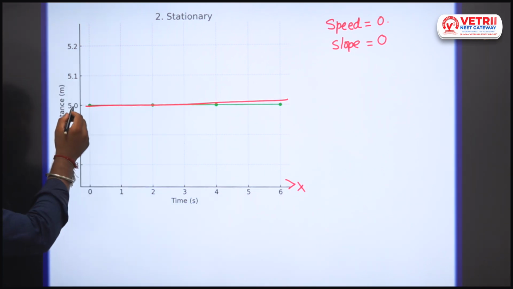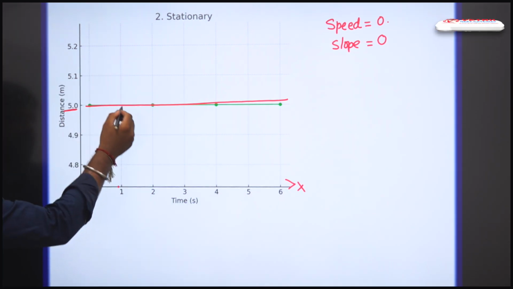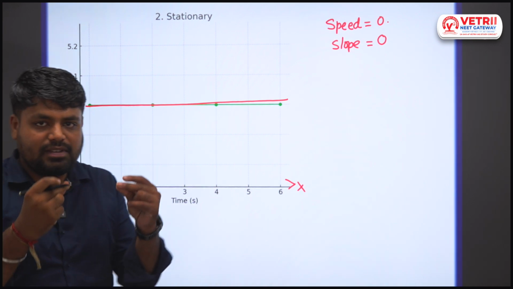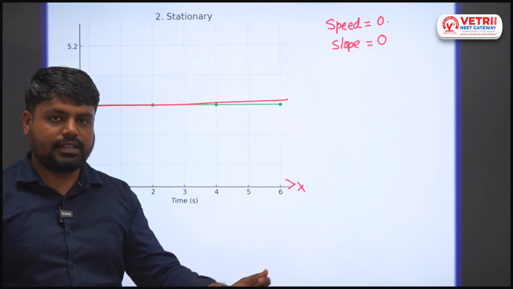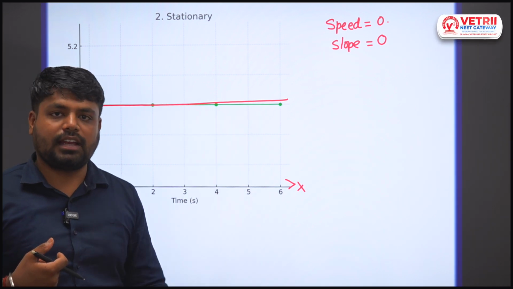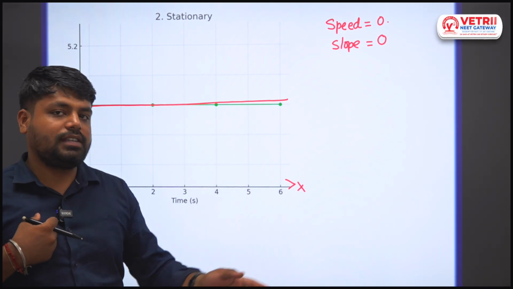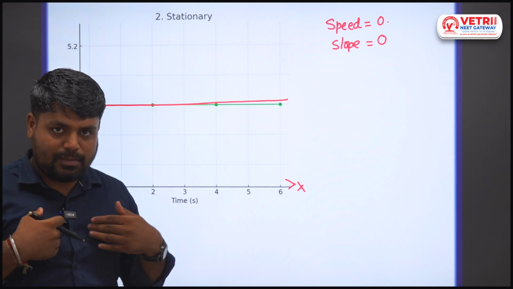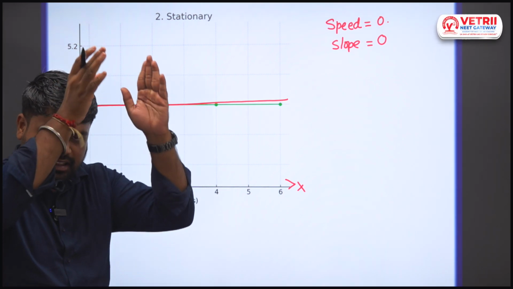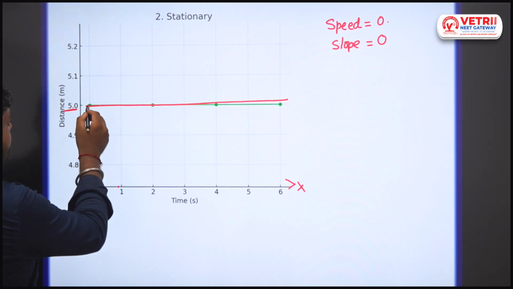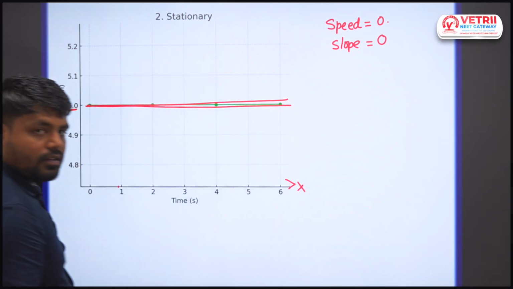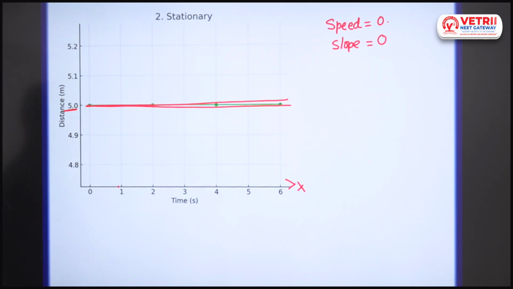Which means at the 5th meter for every time. For time equal to 1 second I am here. For time equal to 2 seconds I am here. 3rd second I am here. 4th second I am here. 5th second I am here. So from the 1st to 5th second, whether I have moved, whether my position has changed? No. I am staying in the same position. So my speed is 0. So the graph will be a straight line parallel to the x-axis. Got it?